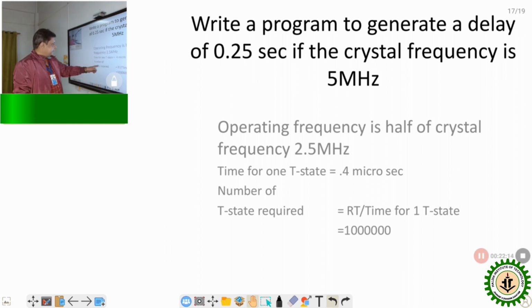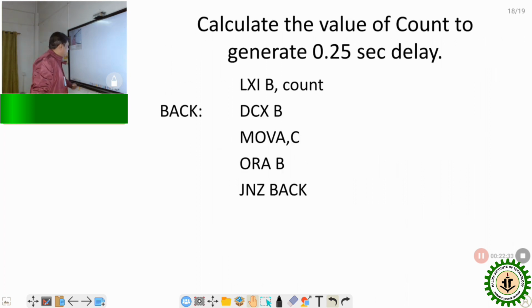The number of T states required, yes. How many T states are required to generate this much, 0.25 second? Real time is 0.25 second. Time of one T state is 0.4 microsecond. So it is almost 1 million, that is 10 lakhs. So 10 lakh T states we have to generate. So this is a simple hint, you can say, it's simple mathematics.